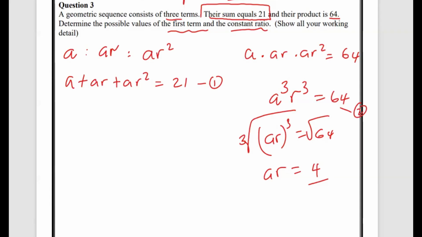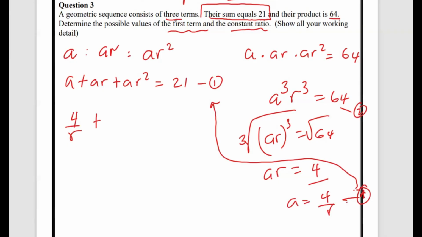It's up to you. You can make A the subject, or you can make R the subject, whichever option you want. In this case, I'm going to make A the subject, so it's going to be 4 over R. I'll call this my equation 3 and substitute it into equation 1. So where there is A, I'll have 4 over R plus 4, and then plus 4R is equal to 21.